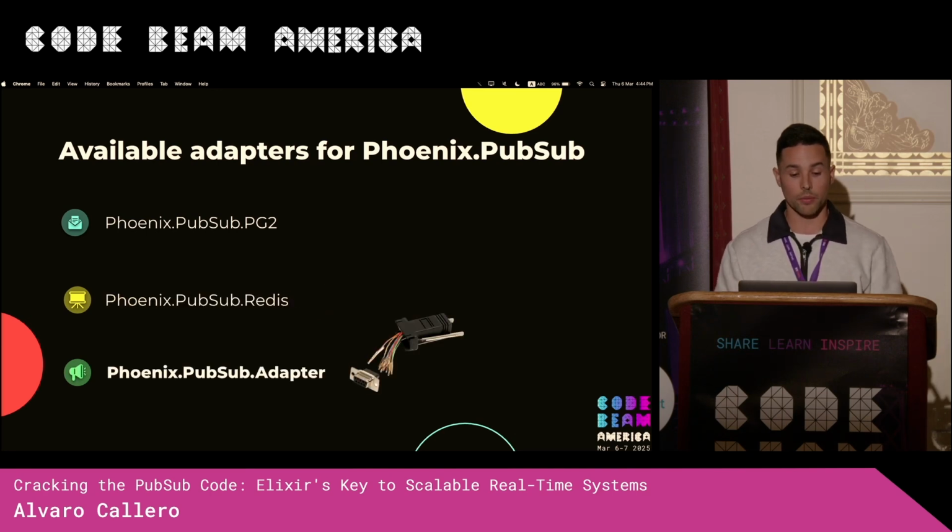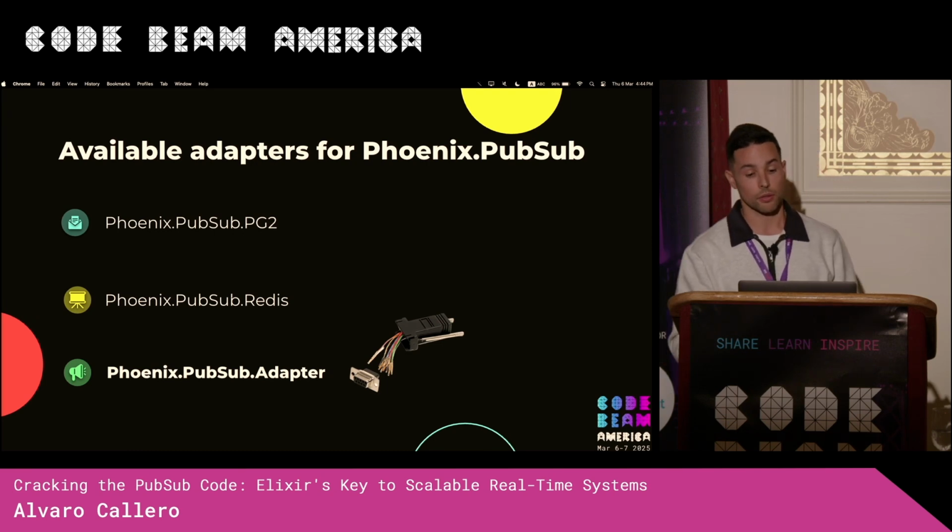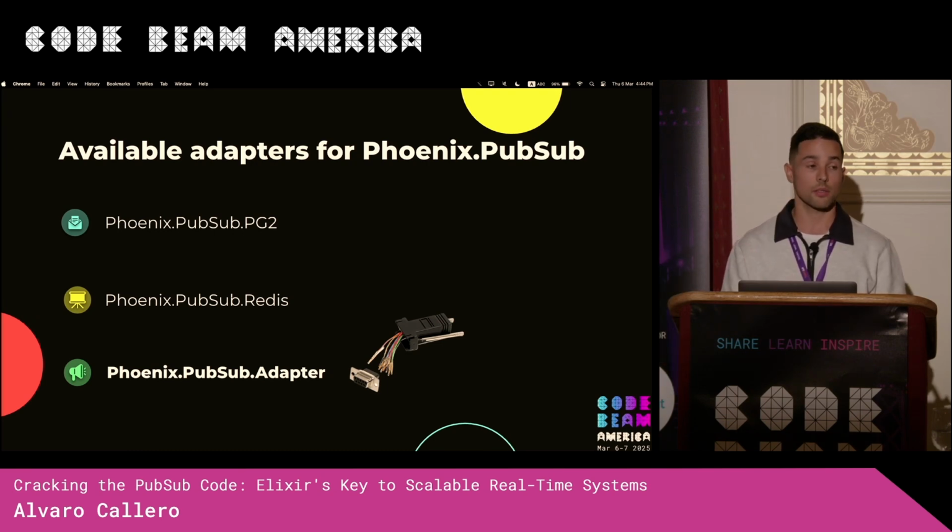And finally, we have the Phoenix.PubSub adapter. So with this backend, we can create our own custom adapter, for example, to fit the specific needs of our project. And in order to do this adapter, we need to implement 4 functions: broadcast, direct broadcast, child spec, and node name. So giving an implementation to those 4 functions, then we can create our own custom adapters.